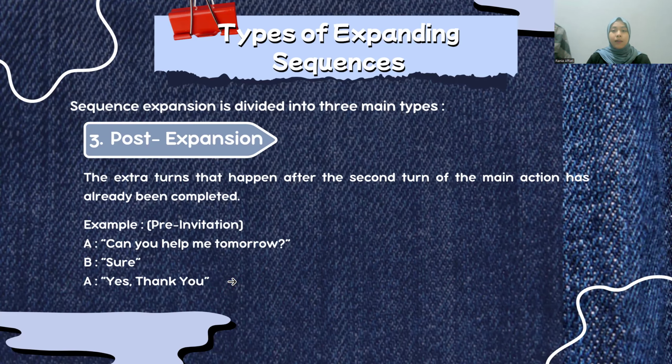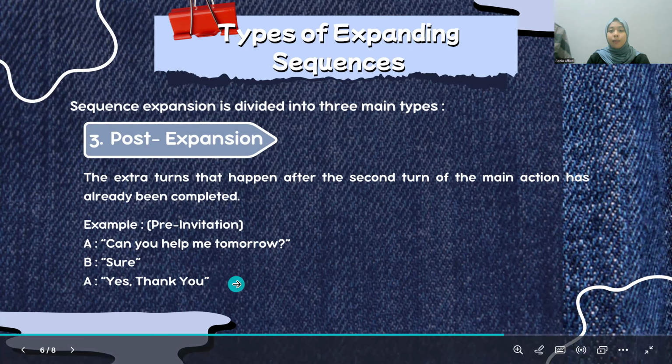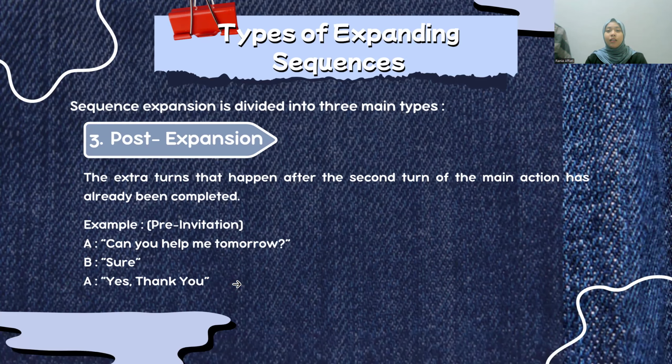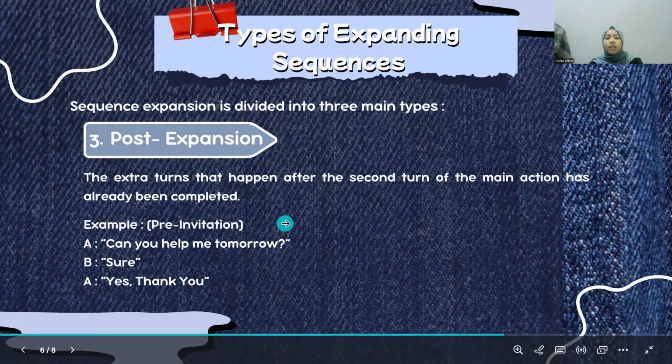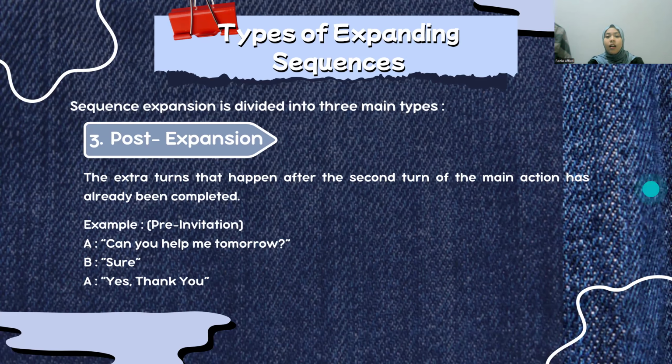Why is this a post expansion? Because speaker A, at this part, wants to end the conversation so it can end naturally, not awkwardly, and avoid some misunderstanding. Speaker A just wants to be polite or so, which is why post expansions are needed in conversations.